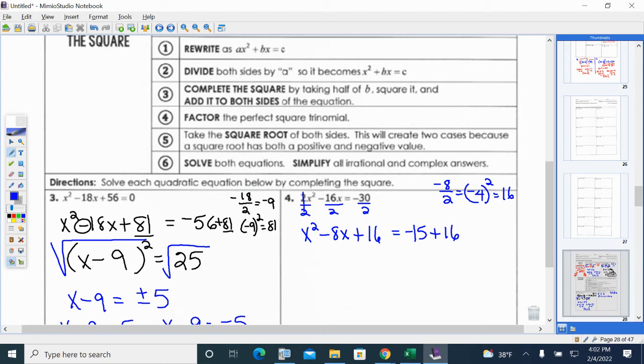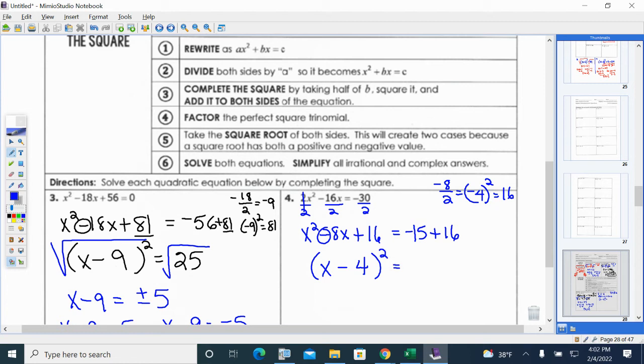Okay. Now, at that point, what we want to do is factor the left side. So the left side is now a perfect square trinomial. We made it a perfect square trinomial. And it's going to factor into square root of x squared is x, square root of 16 is 4, and then keep that sign on the b.